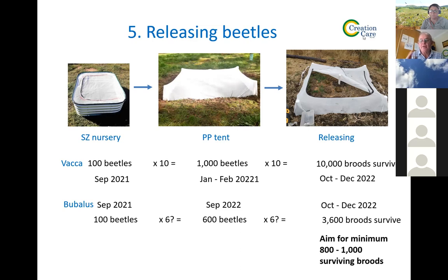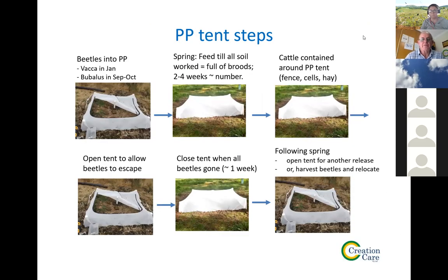Also, the price of a colony of beetles is pretty much the same price as our nursery kit with beetles. So you're paying about the same price. Yes, you've got a bit of work to do, but you should easily exceed that target. And you've got a system that can go on year after year after year. So 800 is a minimum target.